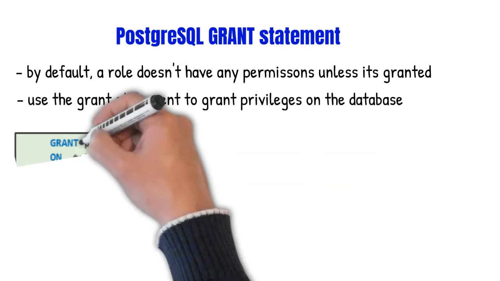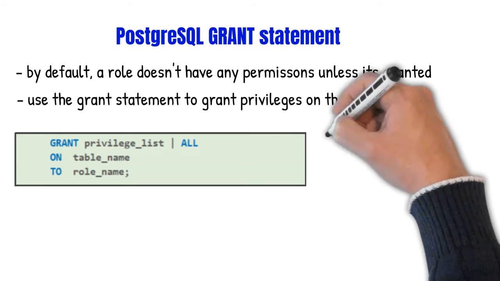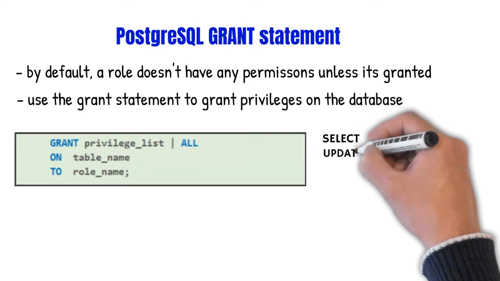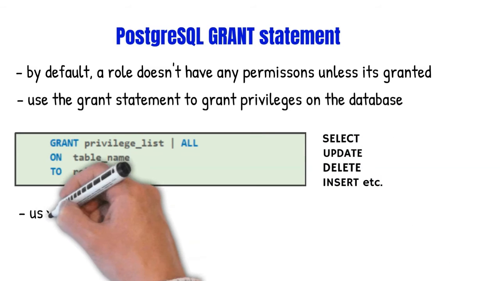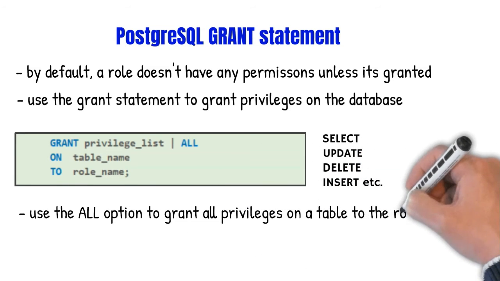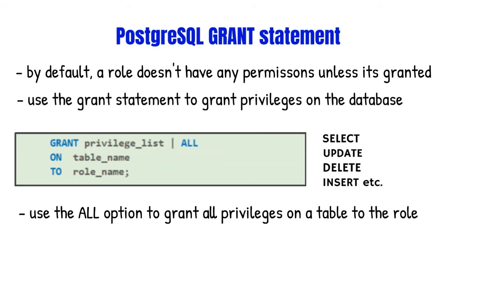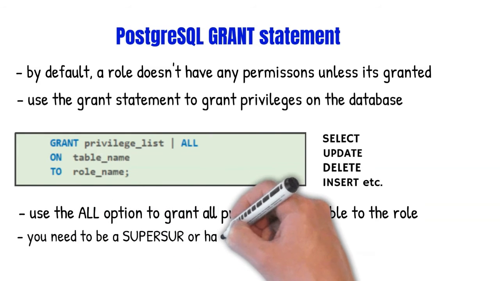So here's an example of what the GRANT statement looks like. First, you'd specify the privilege list. This can be SELECT, INSERT, UPDATE, DELETE, or TRUNCATE, etc. You can use the ALL option to grant all privileges on a table to a role. Then you need to specify the ON keyword because you need to specify which object you're granting privileges on. After the ON keyword, you specify the name of the role which you want to grant the privileges to. In order to grant privileges, you need to be a superuser.